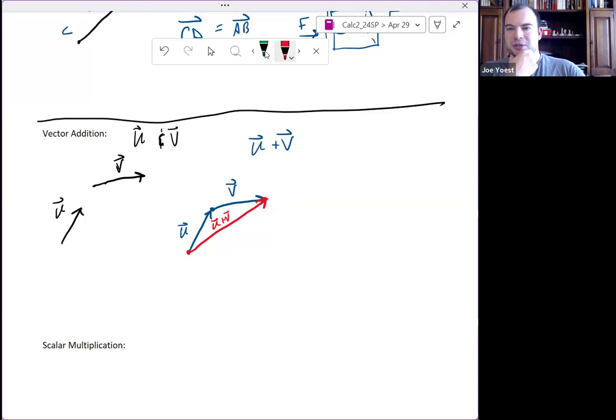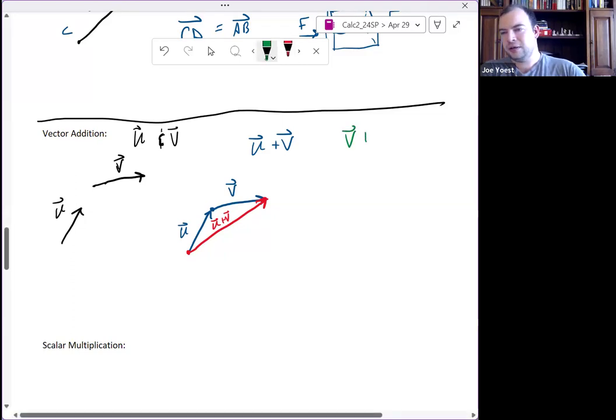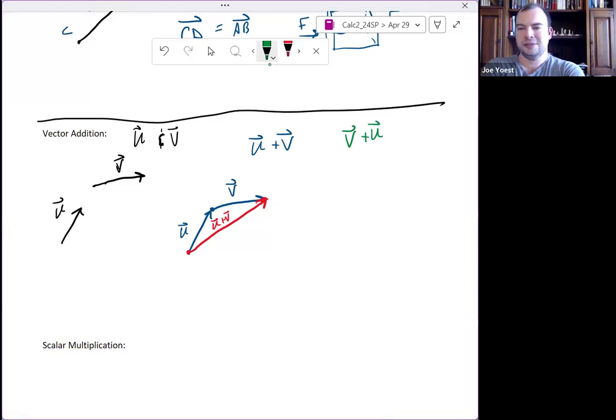What if I did this the opposite way? What if I did V plus U? At first glance, we probably wouldn't suspect that addition is necessarily commutative because we've defined it so differently than normal addition, so to speak. But here we're starting at an initial point for V, and then we're taking the terminal point of V and starting the initial point of U there.